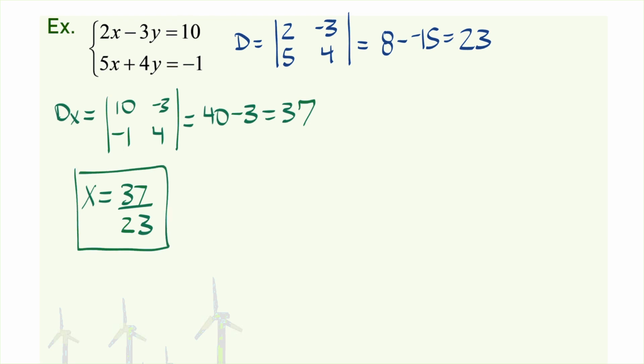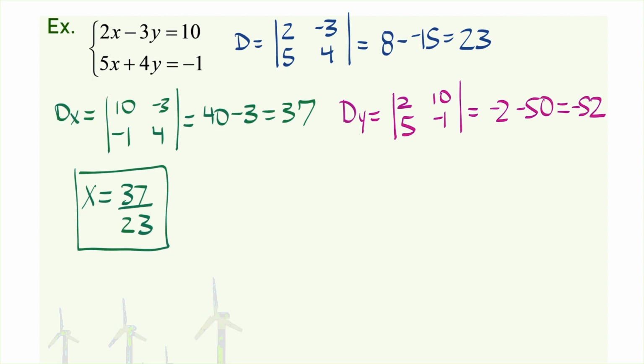How fantastic is it that I didn't have to deal with those fractions at all in the process of solving? It's just there. Now Dy, I keep the x coefficients the same, and I'm going to replace the y coefficients with the constant terms, the 10 and the negative 1. So what I get is negative 2 minus 50, I get negative 52. So y is Dy over D.